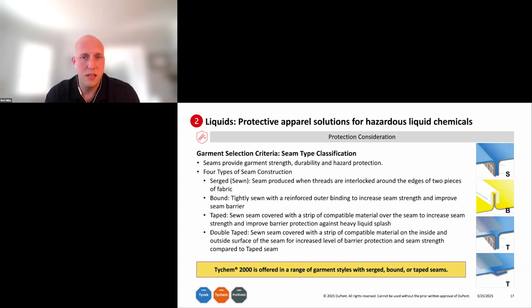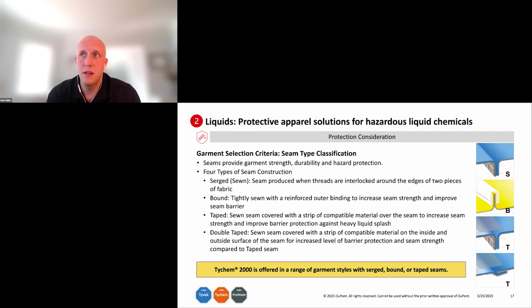So again, it's seams that are sewn together. We take it a step further and we actually add a secondary layer over top from the fabric that's on the suit currently. So what that does is that increases the seam strength, and it also increases the barrier protection as well. And then we get into our tape seam options.